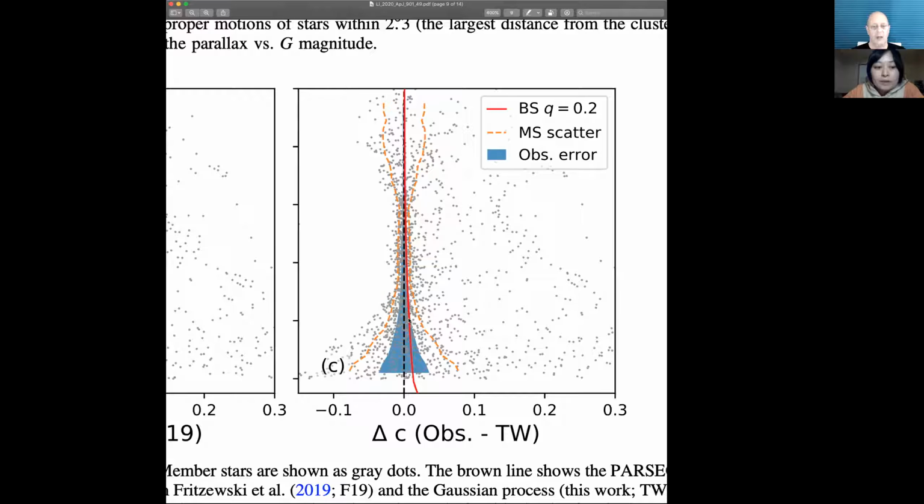We fit the scatter of the main sequence in each magnitude bin using the stars that are bluer than the ridge line, which represent the single star sample.